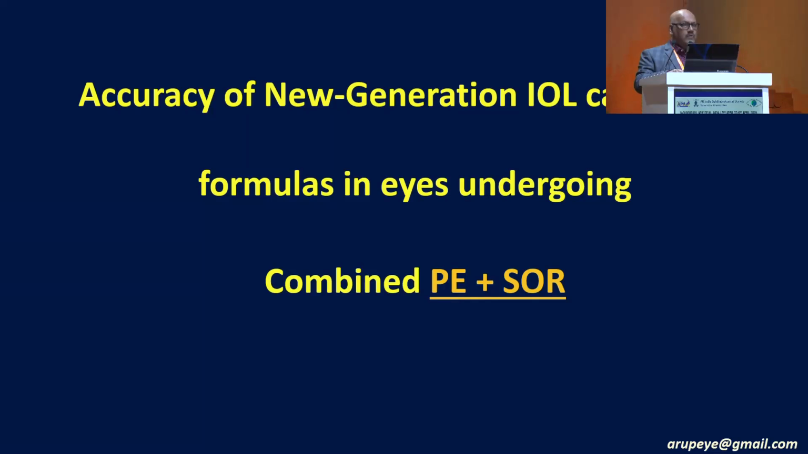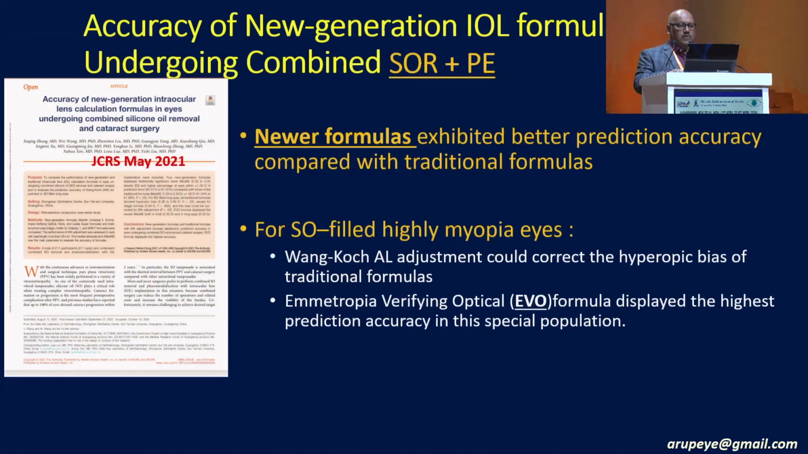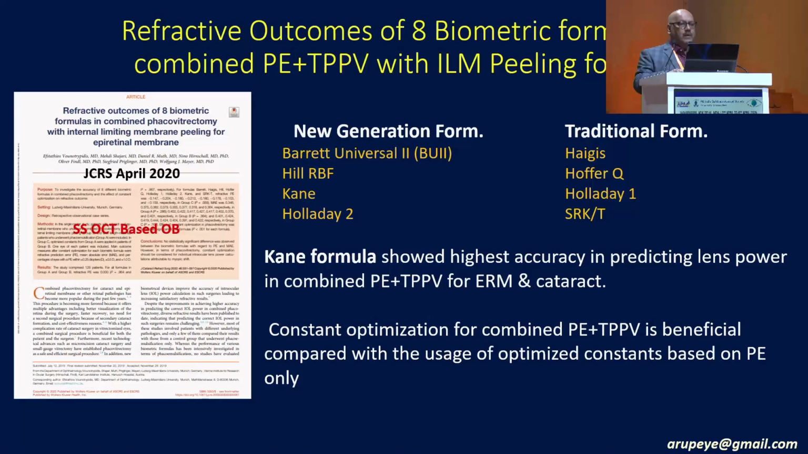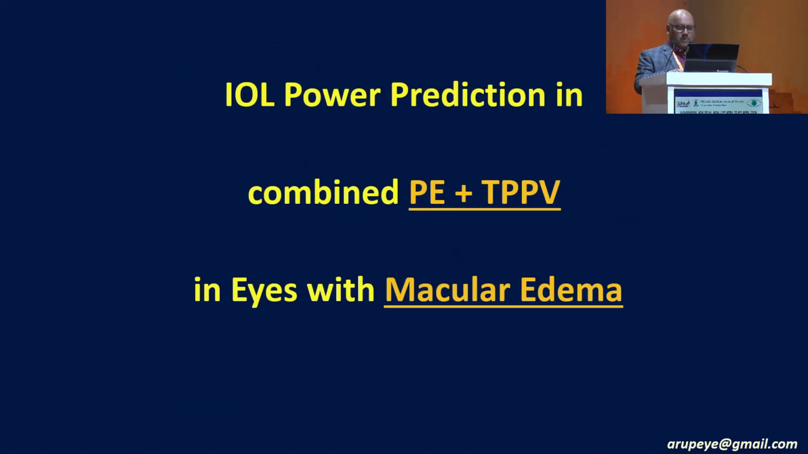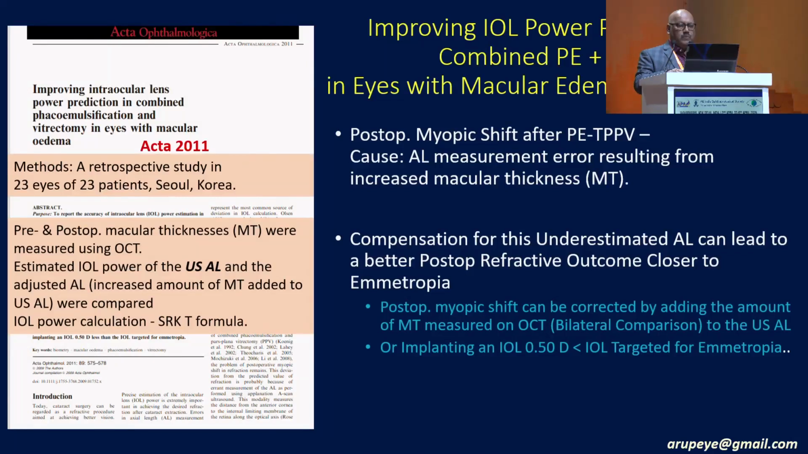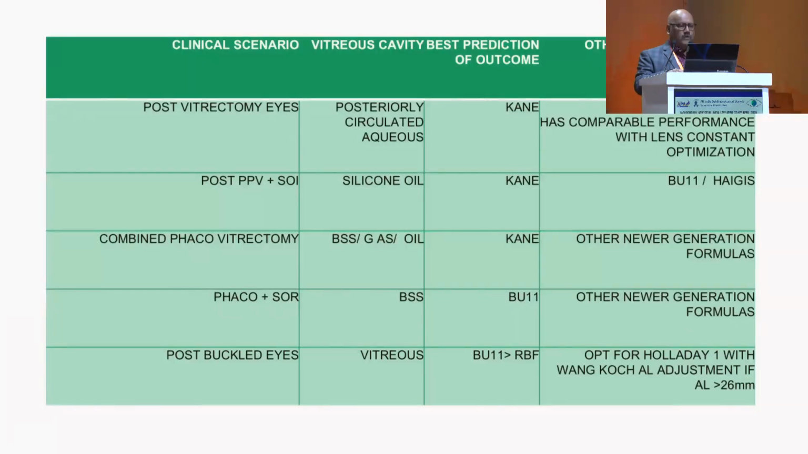Now, when you're doing a combined phaco with silicone oil removal, again, the EVO formula appeared to do best for these kinds of situations. And when we do vitrectomy with membrane peeling for epiretinal membrane, then the Kane formula seemed to have given the best result according to this particular study. If you have a patient with macular edema and somehow optical biometry has not been possible, and you have done ultrasonic biometry, it has been our experience that you get a postoperative residual myopia in these patients. So it is a good idea to reduce the IOL power by about 0.5 diopter.